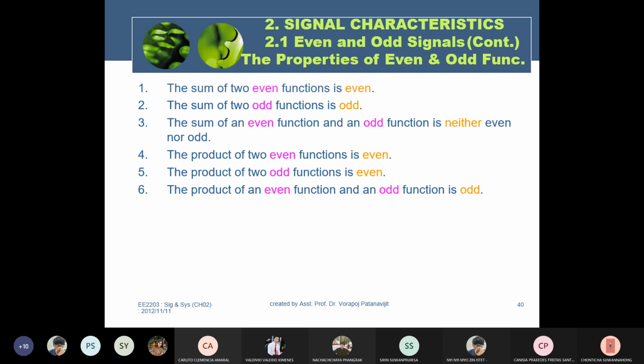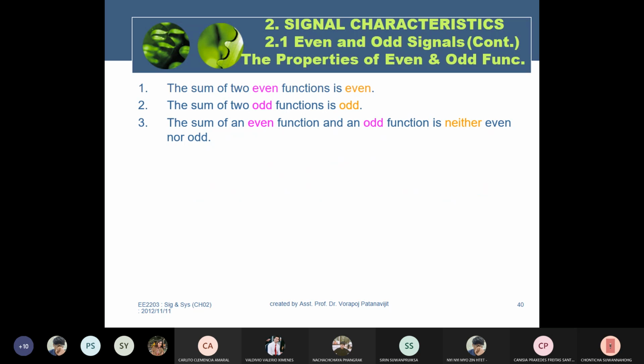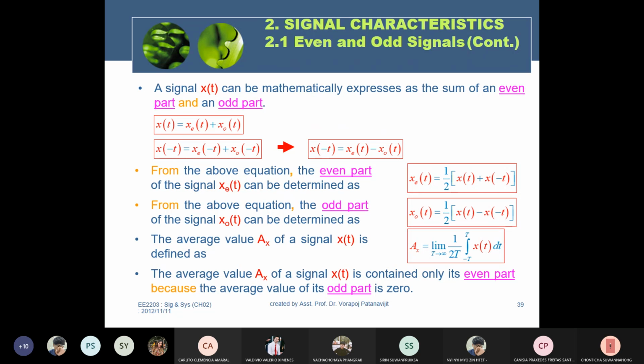Even and odd, and the previous one is here. Wait a minute. We use this thing: even and odd signals, insert them and reverse as well.